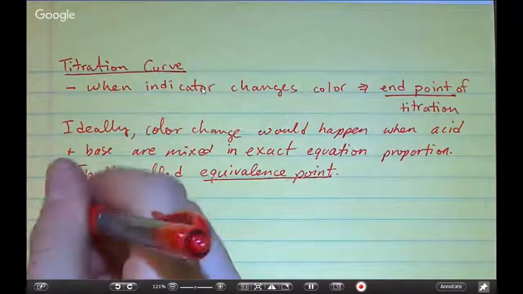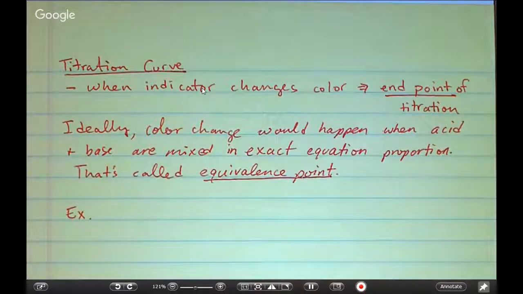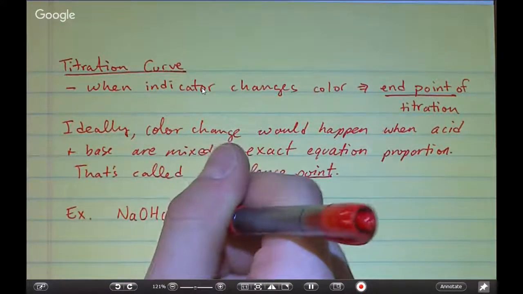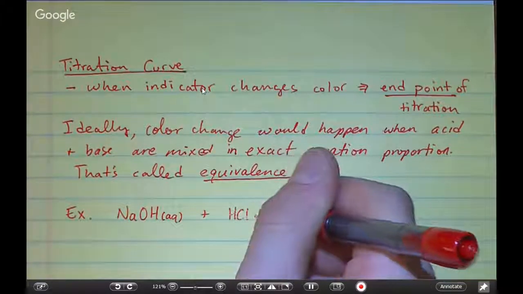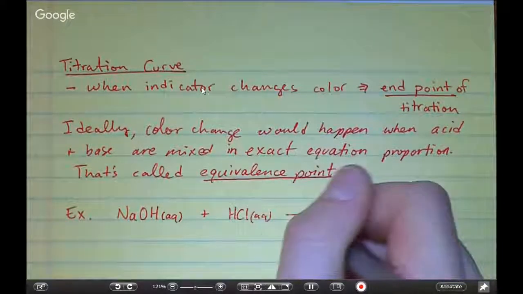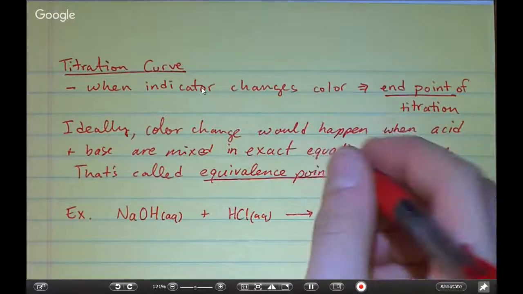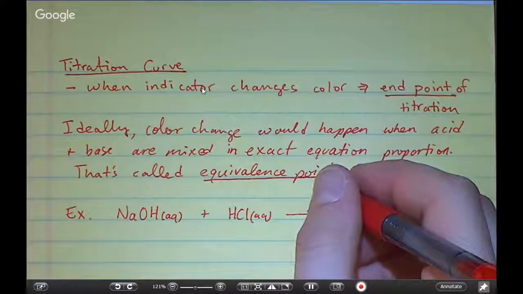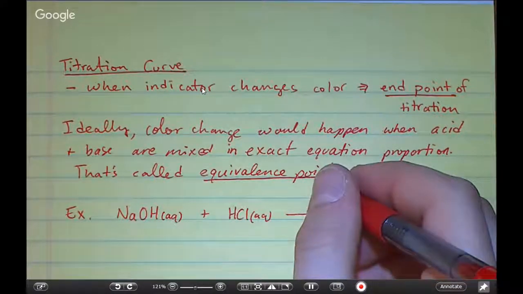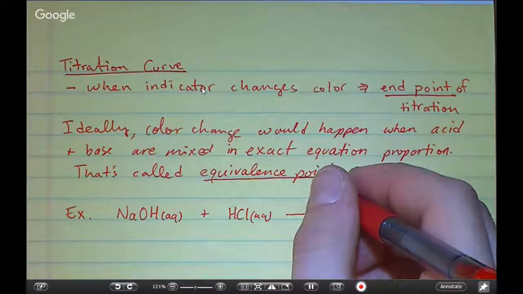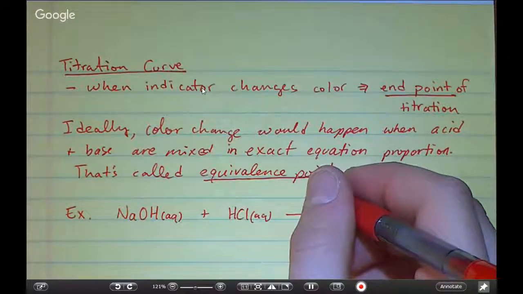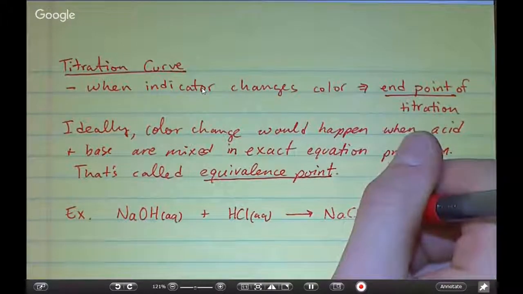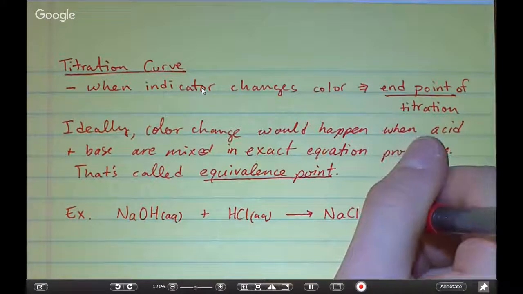Okay. For example, let's say you have sodium hydroxide that's aqueous and aqueous hydrochloric acid. The products of this neutralization are what? Generically speaking, the products of a neutralization are NaCl and H2O. And what do we call NaCl in its generic sense? Salt. So salt and water.